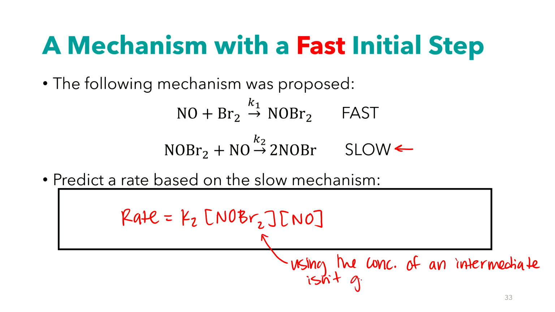Isn't great, because that is really hard to monitor. We're probably not generating a bunch of it. We don't know what it is because we didn't put it in. We didn't start with that. And so it's very hard to calculate a rate using an intermediate concentration. We would like to replace that. Okay? We want to replace that. So we're going to replace it.